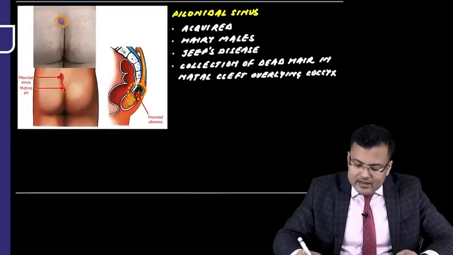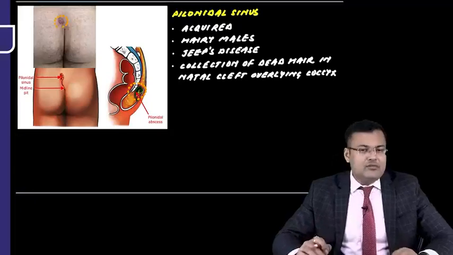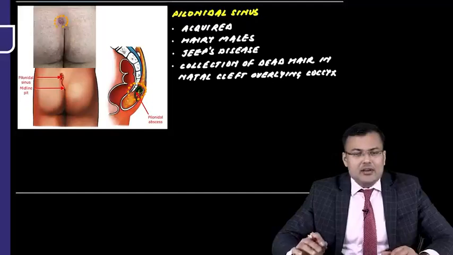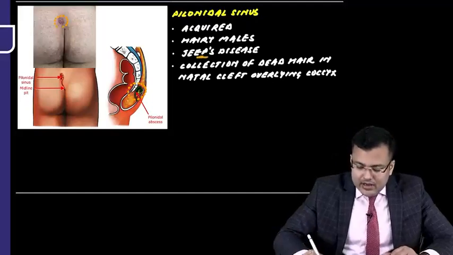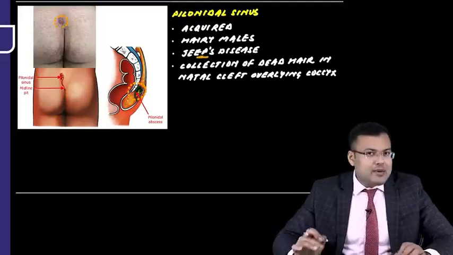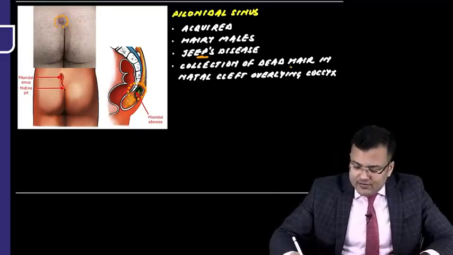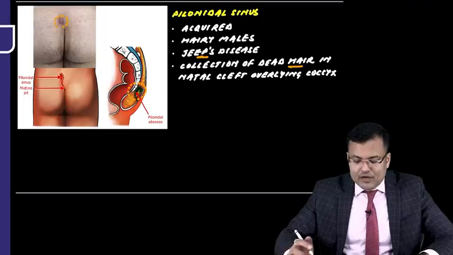This is an acquired condition and it is exclusively seen in hairy males. Acquired condition, hairy males, also known as Jeep's disease. Why? Because it is more common in army personnel, especially Jeep drivers of the army. So collection of dead hair in the natal cleft overlying the coccyx.